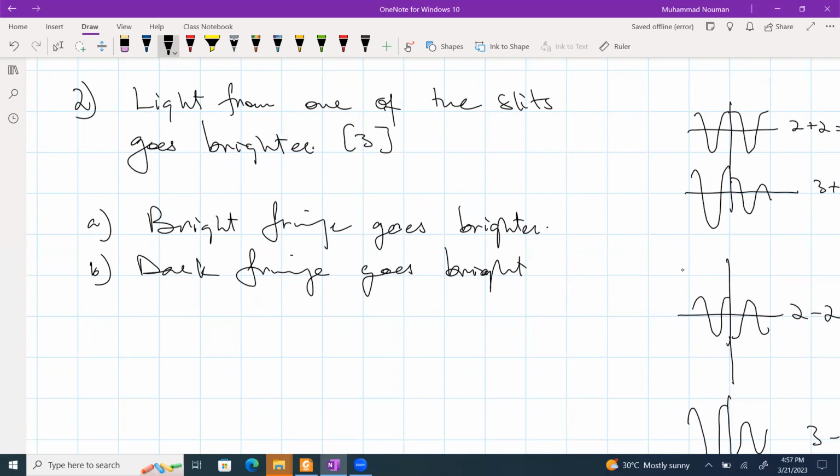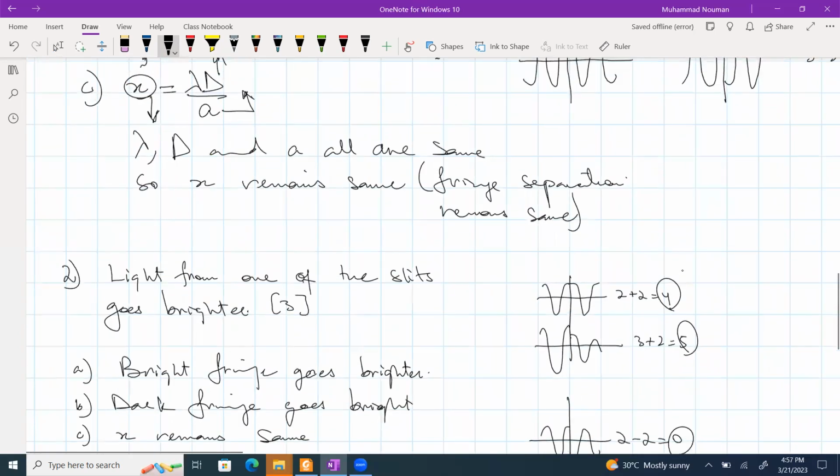And what about X? Again, X remains same because we did not make any changes in lambda, D or A, right? So basically, these are the type of changes or questions they ask.